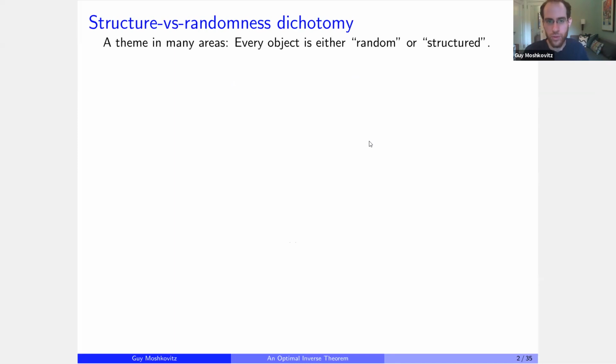So you can put the whole question under the umbrella of the structure versus randomness dichotomy in math, where in different areas of math, you often see this dichotomy that the objects in question, whether they are groups, graphs, functions, or whatnot, they tend to either behave like the random object, or else they're structured in some useful sense. So we're going to talk about the instance of that dichotomy for low-degree polynomials. And there are standard ways to define randomness and structure for these objects.